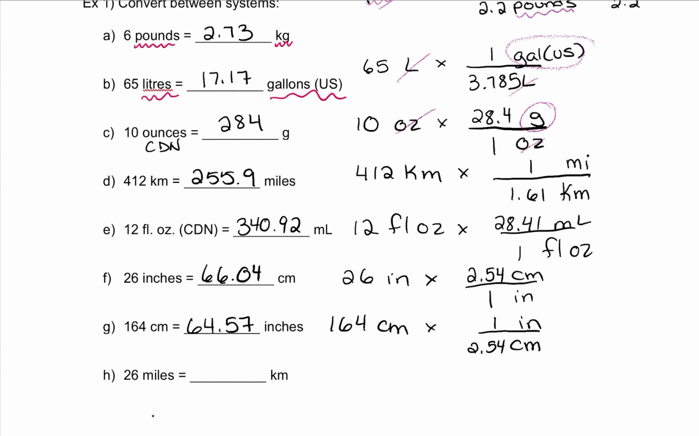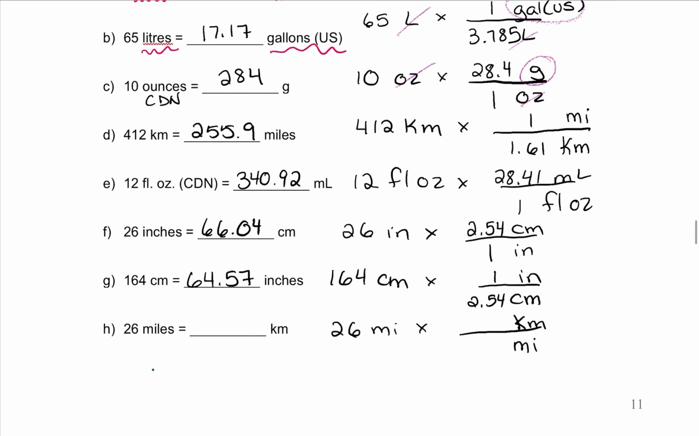Okay. So H, we have 26 miles. We want to go to kilometers. So we're going to put miles on the bottom and kilometers on the top. So this is very similar to D, where we went from kilometers to miles, in the sense that this is one that has those two different options for a conversion rate. So really it's up to you which one you want to use.